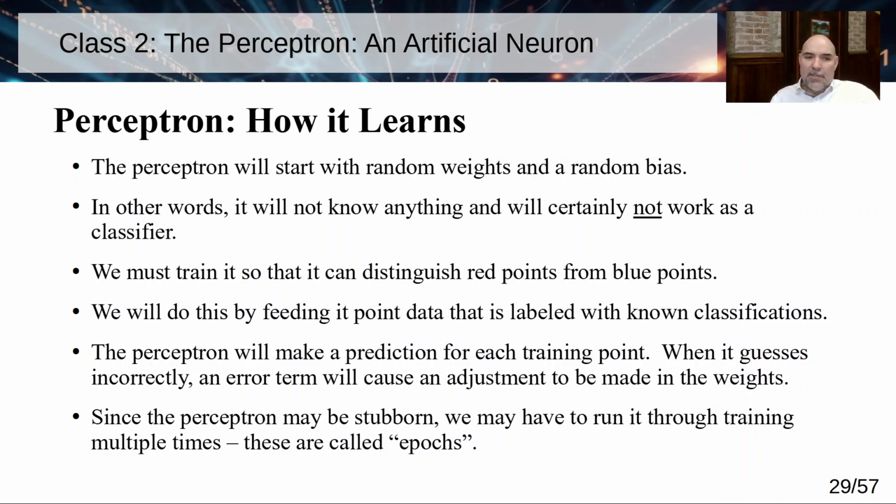But what's going to happen is sometimes we're going to give it a blue point, and it's going to say blue. And in that case, we want to say, hey, the weights that you had that did that, that was good. Let's do more of that. But sometimes when we give it a point in the blue region, it's going to say red, and we're going to say, hey, you did something bad. That was wrong. Let's do less of that.